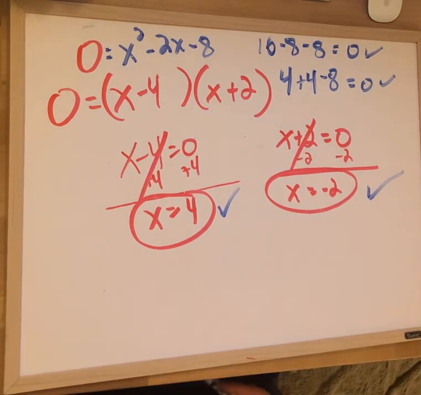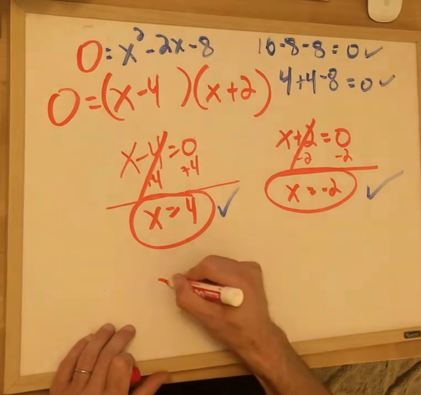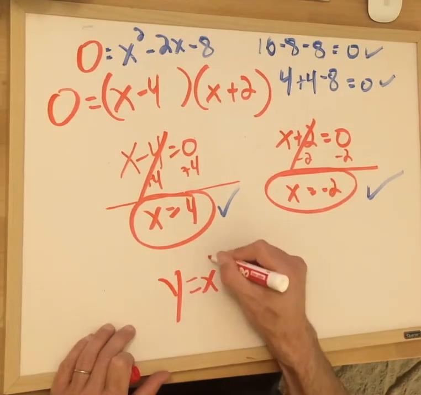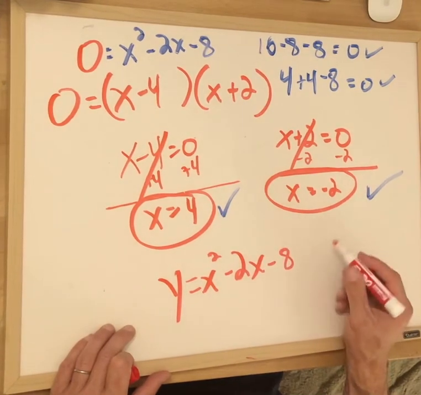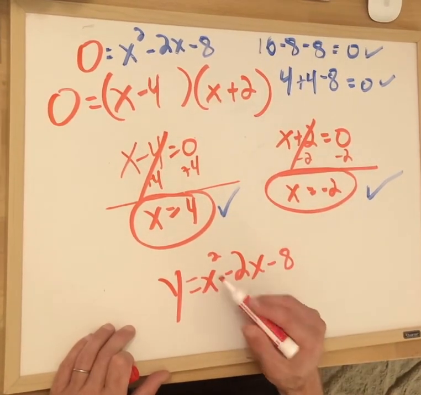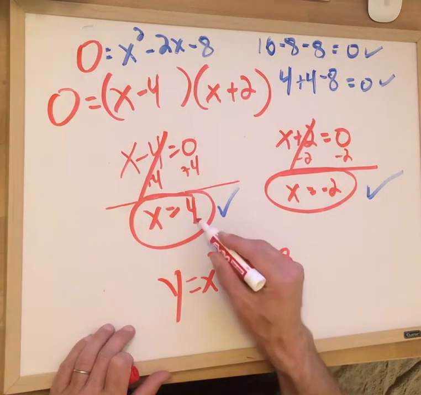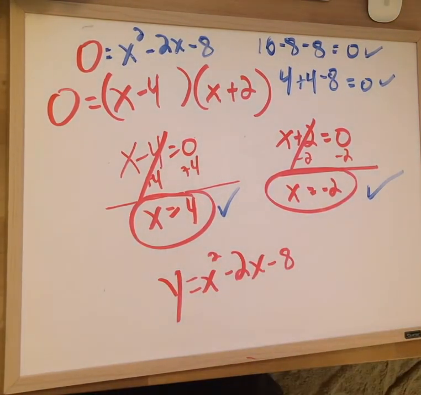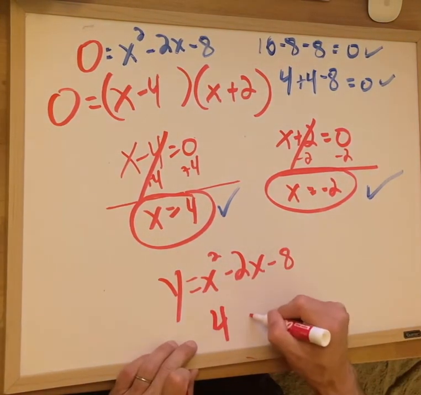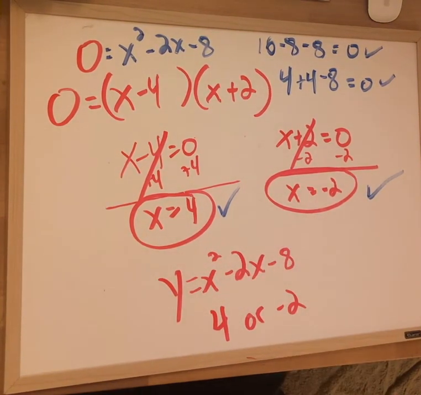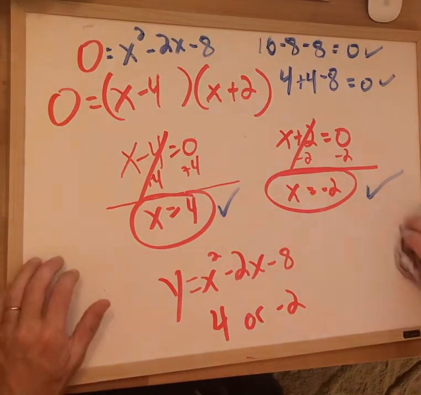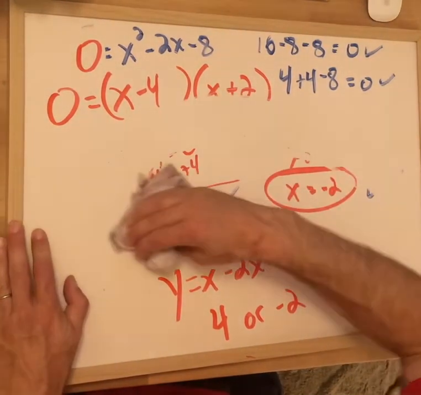So if you had a question where, let's go back to the very original question, it said y equals x squared minus 2x minus 8, and it says solve for your x. After you set this equal to 0, you're going to have two solutions. And those two solutions are 4 or negative 2 will work. This or this will work. Okay, I'm going to have you pause the video and try the next one.